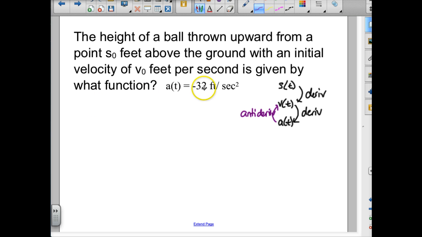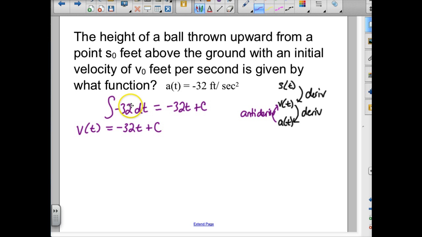So let's start with our acceleration and take the antiderivative of it with respect to the variable time. The antiderivative of negative 32 would be negative 32t plus a constant c. So our velocity function is negative 32t plus a constant c. We don't know what that constant is right now.